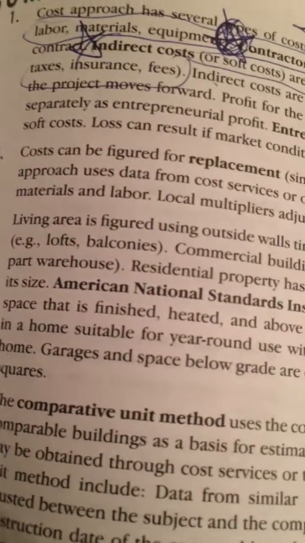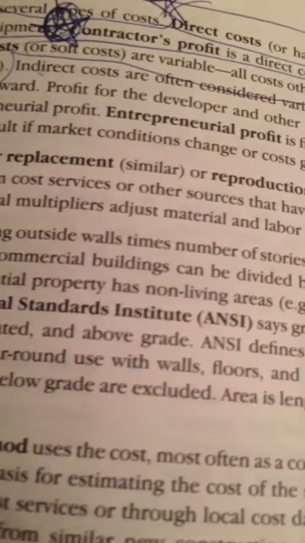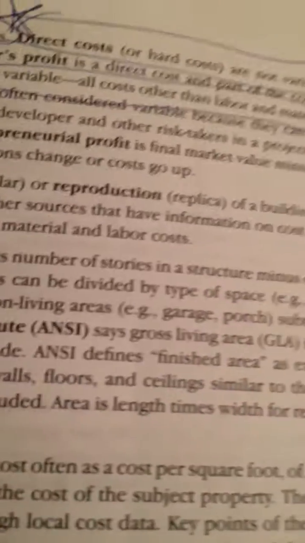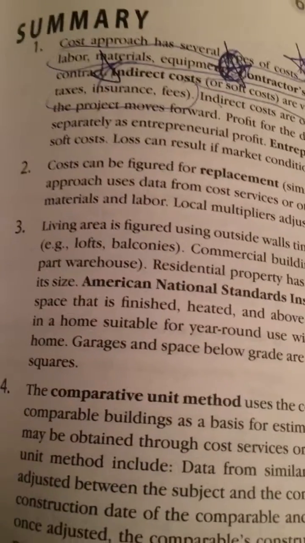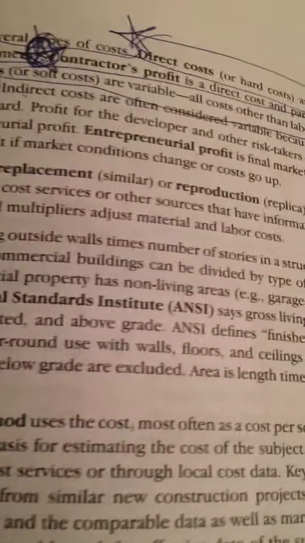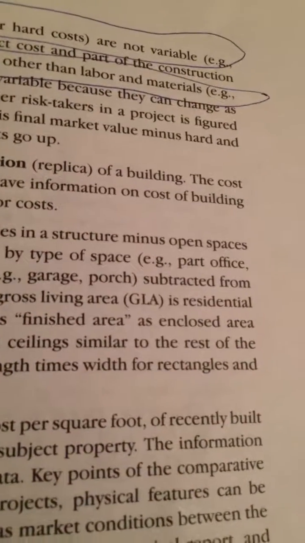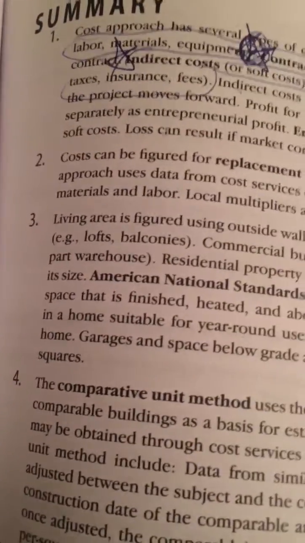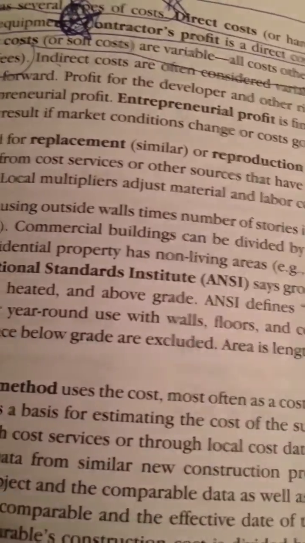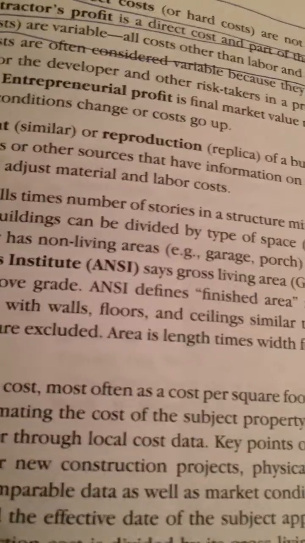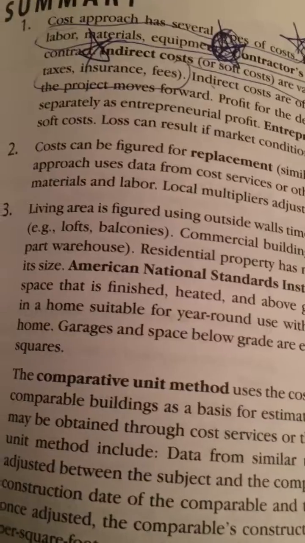3. Living area is figured using outside walls times number of stories in a structure minus open spaces, for instance, lofts and balconies. Commercial buildings can be divided by type of space, for instance, part office, part warehouse. Residential property has non-living areas, for instance, the garage, the porch, subtracted from its size.